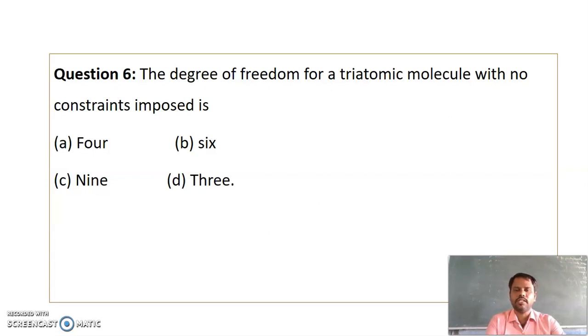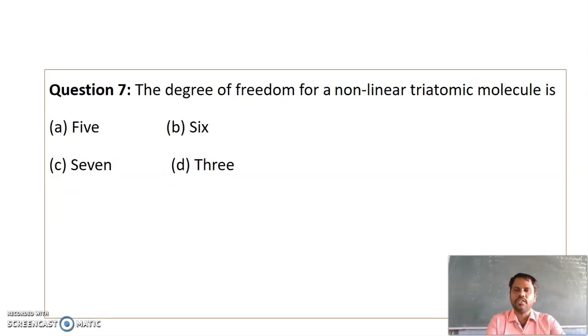Question 6. The degrees of freedom for a triatomic molecule with no constraints imposed. If there are no constraints, it is 3n. So for 3 particles, 3 into n, that is 3 into 3, will give you 9. So the answer is 9. Question number 7. The degree of freedom for a non-linear triatomic molecule is, answer is 6.